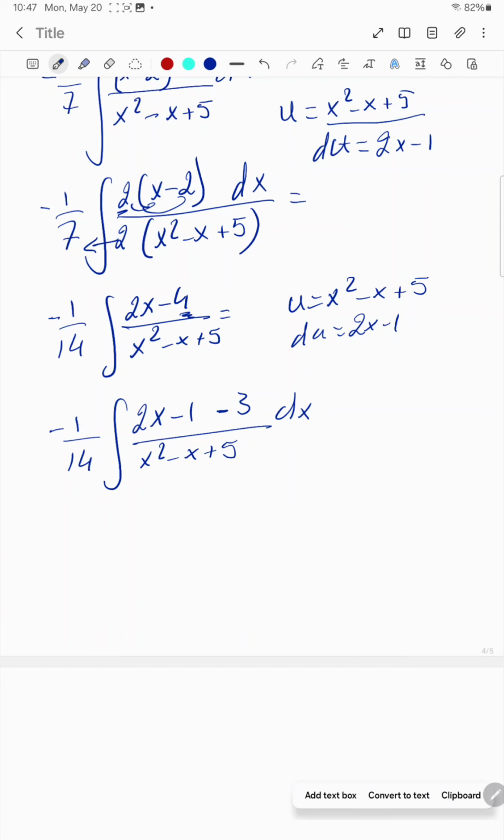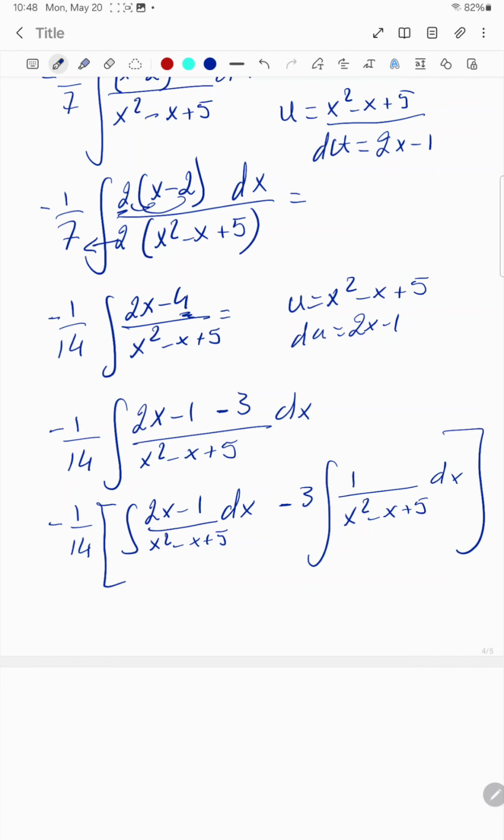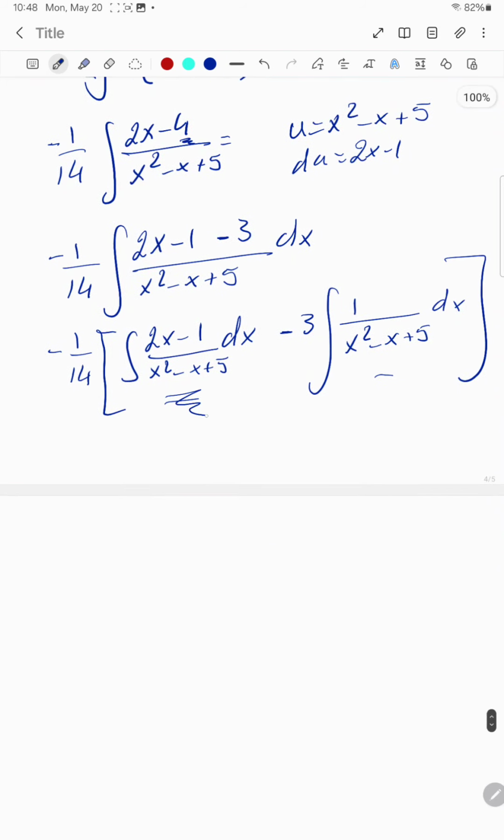So now I can have two integrals. So it becomes minus 1 over 14, big parentheses, integral of 2x minus 1 divided by x squared minus x plus 5 dx. And I can put the minus 3 outside, 1 over x squared minus x plus 5 dx. And I close. The minus 1 over 14 is for those two. So now that integral is easy to solve. So I'll put minus 1 over 14. I will distribute it.